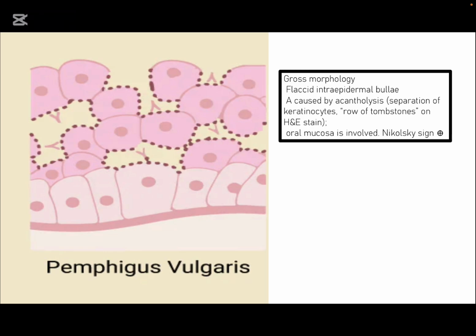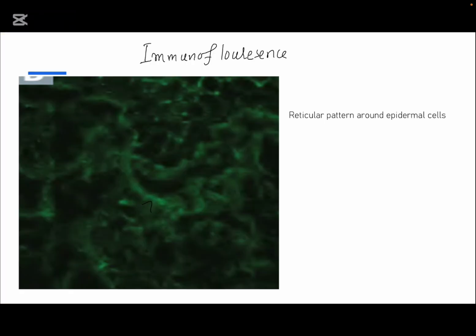So these are intraepidermal. That's why the skin layers are separating, and whenever you apply traction force to it, any friction, it ruptures easily. This is called Nikolsky sign. And a very important point, it involves the oral mucosa. So whenever you study the immunofluorescence pattern, it will show a reticular pattern.